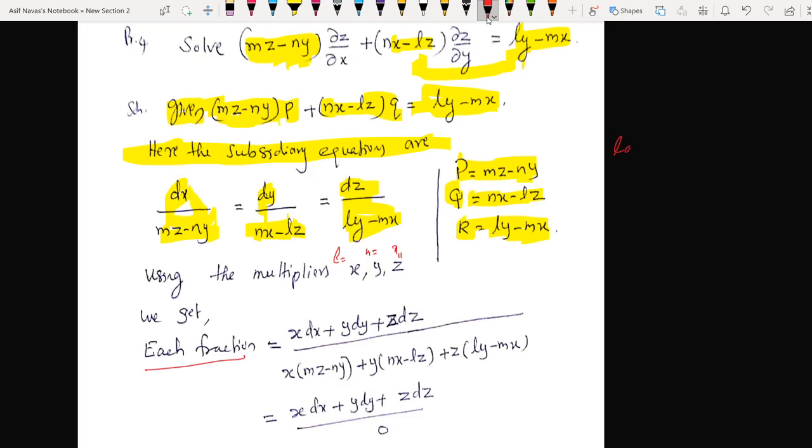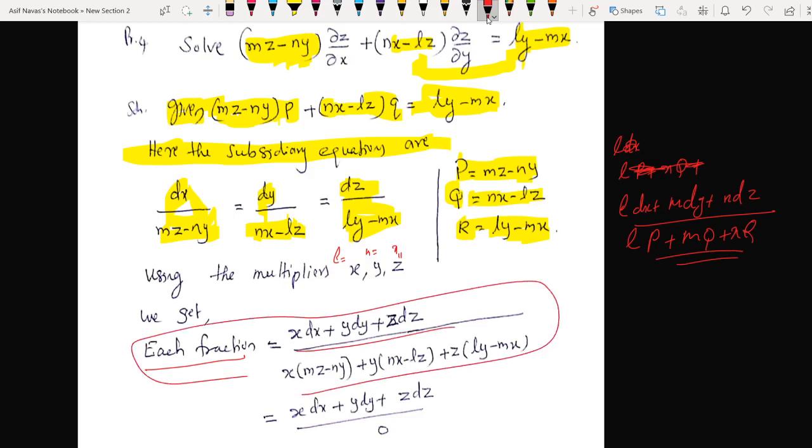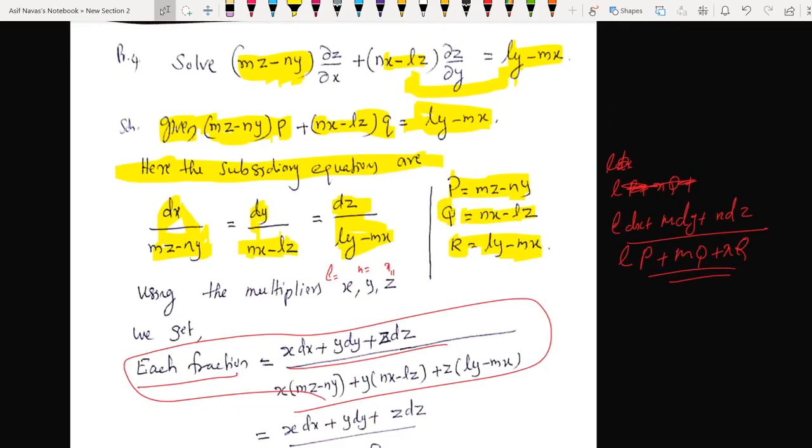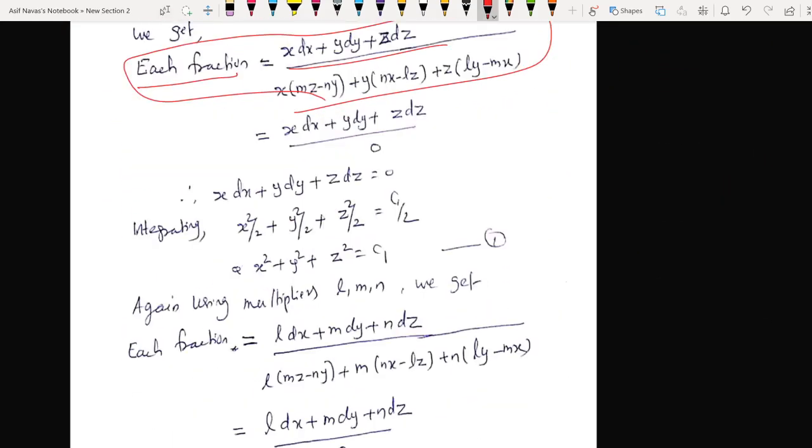We know that each fraction equals (l dx plus m dy plus n dz) divided by (lP plus mQ plus nR). This is the new fraction. Now what will happen here? x into (mz minus ny), y into (nx minus lz), z into (ly minus mx).